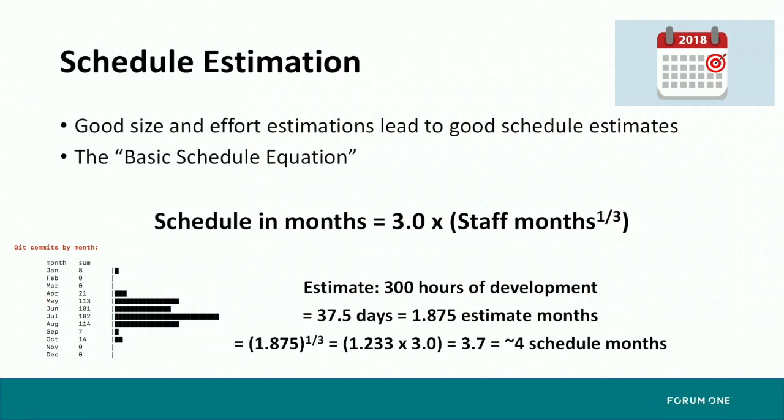In fact, he gives the industry standard calculation, which is that the schedule in months is 3 times the cube root of staff months. And I had to run through this myself to make sure I believed it. So I took a project that we did, and I looked at the estimate that we had, which was 300 hours of development. I ended up going through that calculation. It's going to take about 4 months.